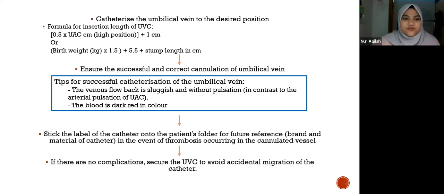I just present these two formulae. The first formula is when we take 0.5 times the UAC length in high position. So it means that we have to calculate the length of UAC, as I have told earlier, and then times 0.5 plus 1 cm. Or the other method is by taking the birth weight of the patient in kg times 1.5 plus 5.5, and also plus the stump length.